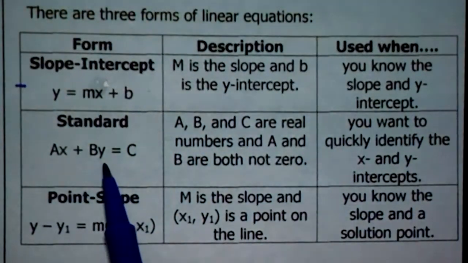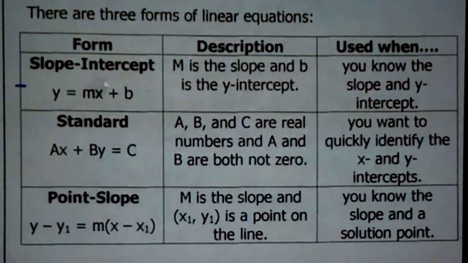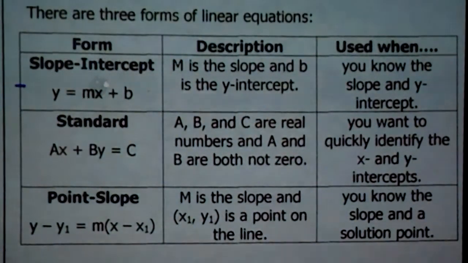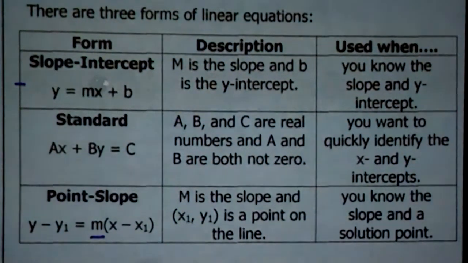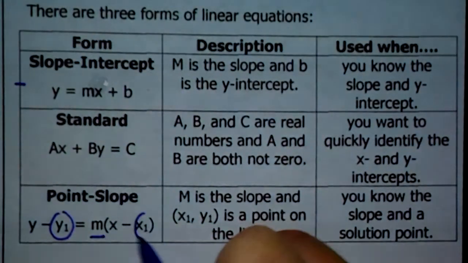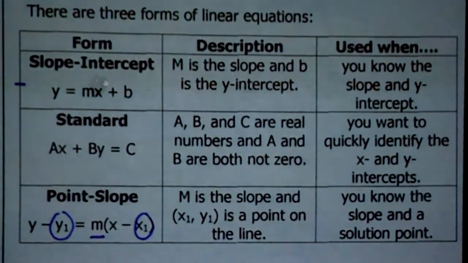This kind of equation is used when you want to quickly identify the x and y intercepts. So in this equation, it's really, really super easy to figure out where the graph crosses the y and where the graph crosses the x, and that allows you to graph it quite quickly. The last form we're going to learn about in this chapter is the point-slope form. It looks kind of crazy, but in this one, the m is still the slope, and this y1 here and this x1 here just represent an ordered pair that's a solution point on the line.